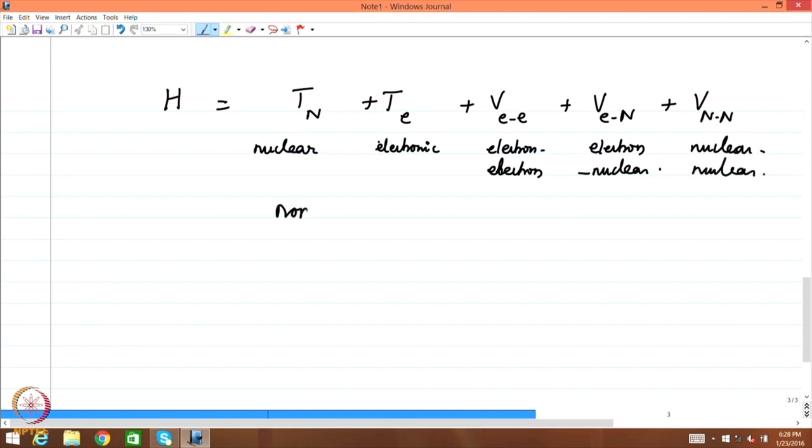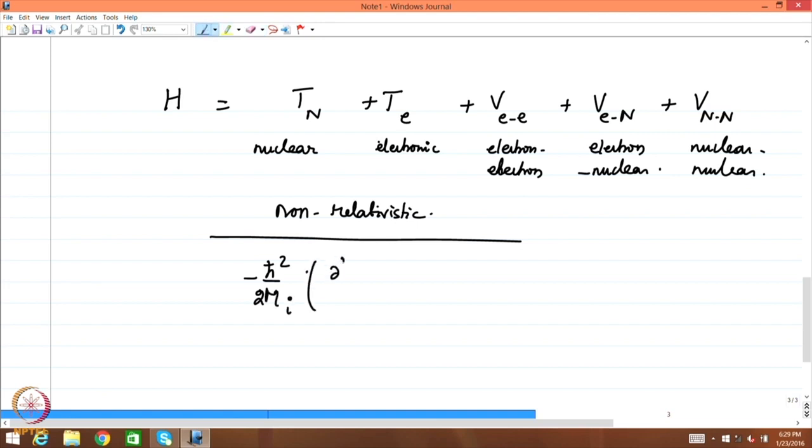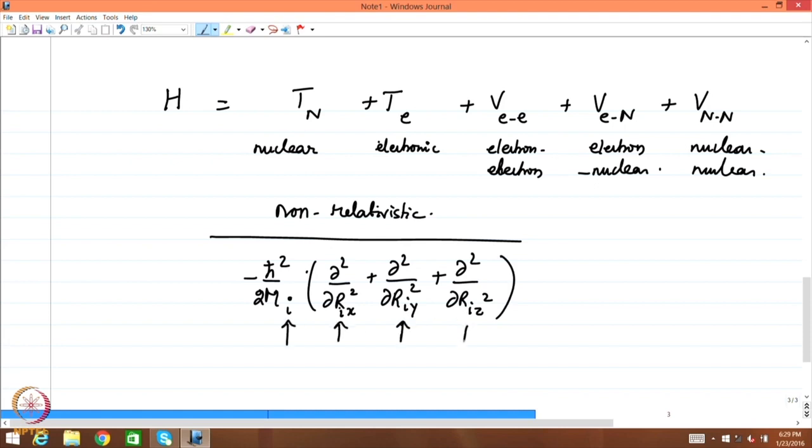And I use the non-relativistic form to make things simpler. Therefore, the kinetic energy terms contain minus h bar squared by 2 capital M, which is the mass of each nucleus, say M_I. Let me write ∂²/∂R_Ix² plus ∂²/∂R_Iy² plus ∂²/∂R_Iz², where I is the atom index or the nuclear index, and x, y, z are the coordinates of that nucleus, and this is summed over all the atoms, I equal to 1 to N, all the nuclei. This is T_n.